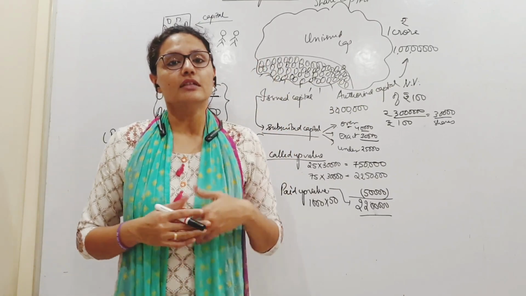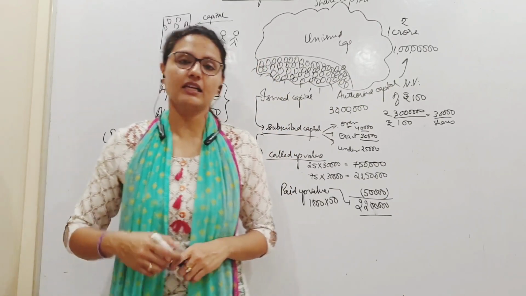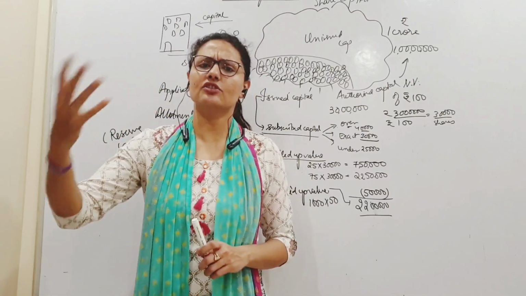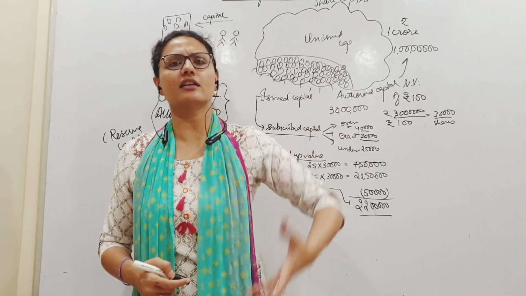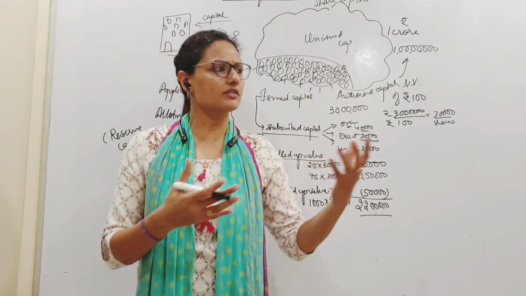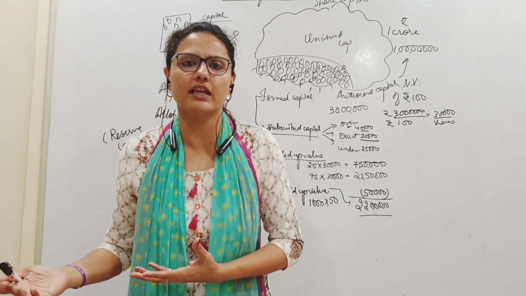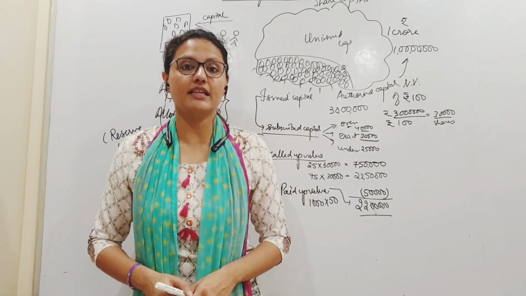Now we go to journal entries. एक procedure है ना कि जब इशू करते हैं शेयर कैसे जर्नल एंट्री करते हैं, कैसे रिकॉर्ड करते हैं, कौन से अकाउंट में डालते हैं, इतना पैसा आया उतना पैसा है, कौन सा एप्लीकेशन मनी है, कौन सा अलॉटमेंट मनी है. All those things have to be taken care of.